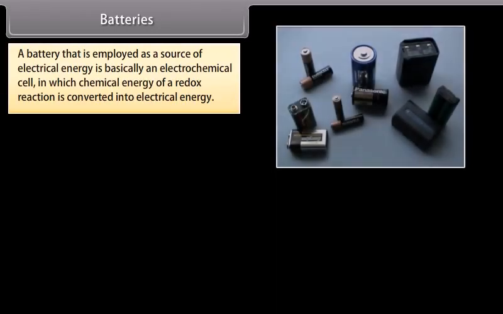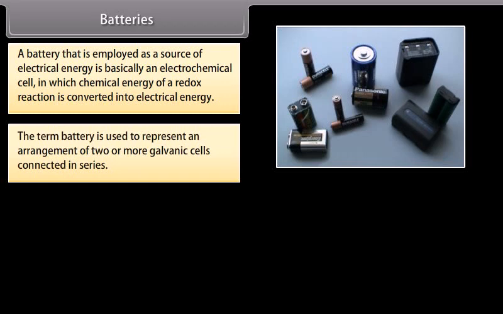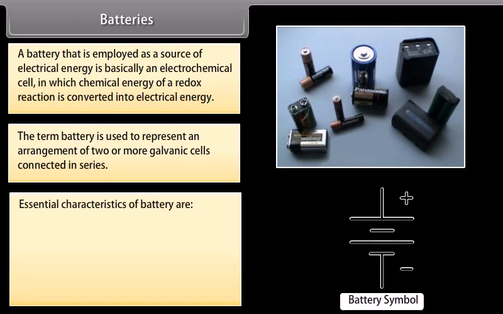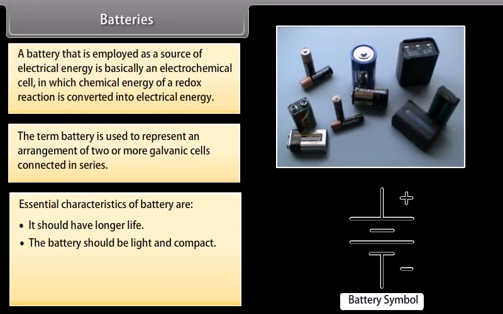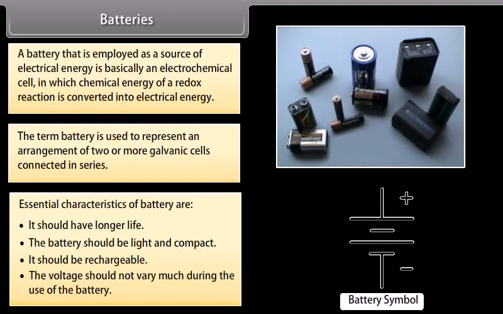Batteries. A battery that is employed as a source of electrical energy is basically an electrochemical cell in which chemical energy of a redox reaction is converted into electrical energy. The term battery is used to represent an arrangement of 2 or more galvanic cells connected in series. Essential characteristics of a battery are: it should have a longer life, it should be light and compact, it should be rechargeable, and the voltage should not vary much during its use.